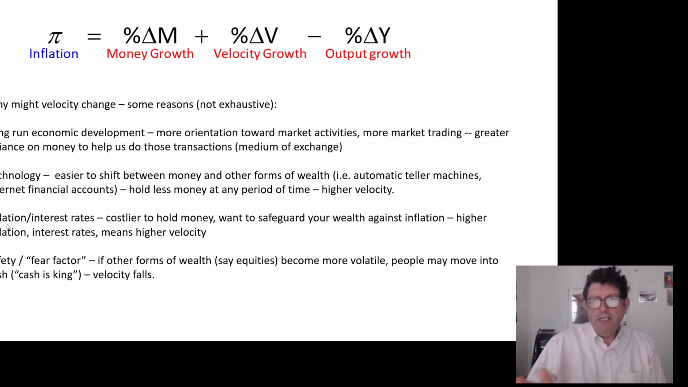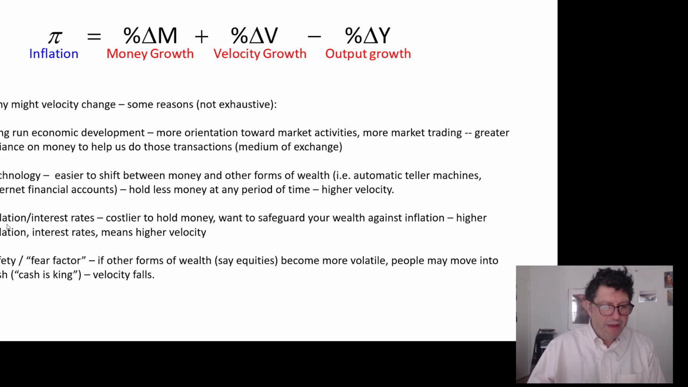So you're not going to just be passive. You're going to respond, how? By protecting your wealth, by economizing on money balances, which means that in a higher inflation environment, you may be running to the ATM more, and you may be carrying on average less cash in your wallet. And guess what? That means higher velocity. So higher inflation, higher interest rates, higher velocity.